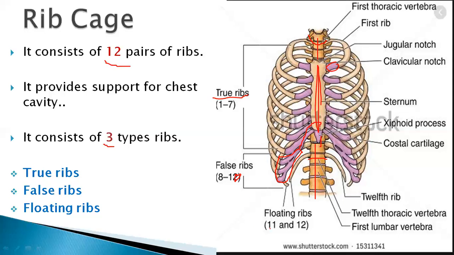The 11th and 12th are called floating ribs because from the back they are joined with the thoracic vertebrae, the 11th and 12th, but from the front they are not complete, they are almost half circles, so that's why they are called floating ribs.